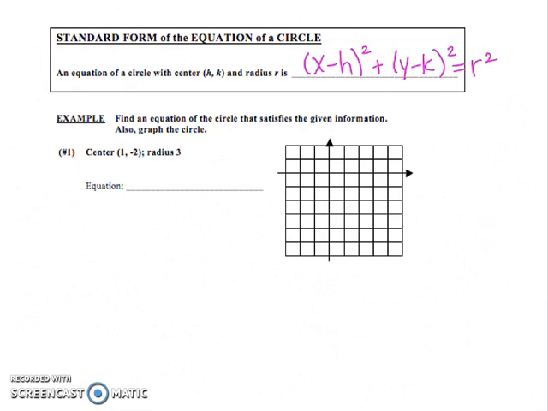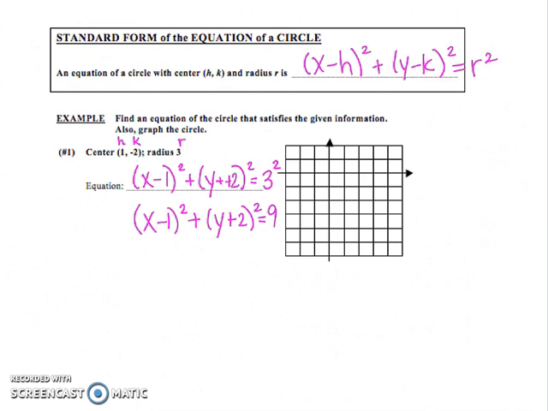Our first example in this section asks us to find an equation of a circle that satisfies the information, having a center at (1, negative 2) and a radius of 3. So remember, our center is our (h, k) and our radius is our r. So our equation is just going to be (x minus 1) squared plus (y minus negative 2) squared equals 3 squared. But we don't want to leave that like that. Obviously, we want to clean up whenever we have minus and negative, and then we can clean up our 3 squared as well. So our final answer will be (x minus 1) squared plus (y plus 2) squared equals 9.